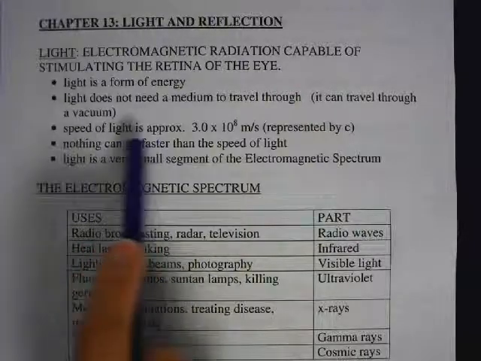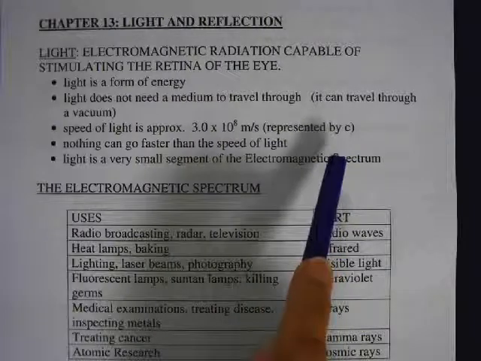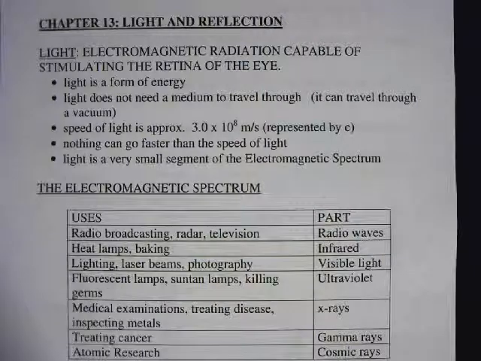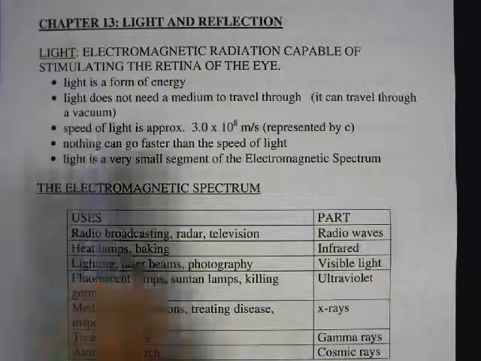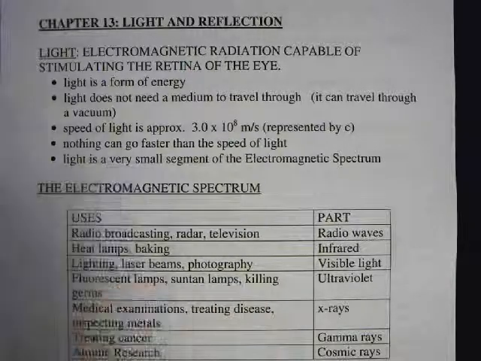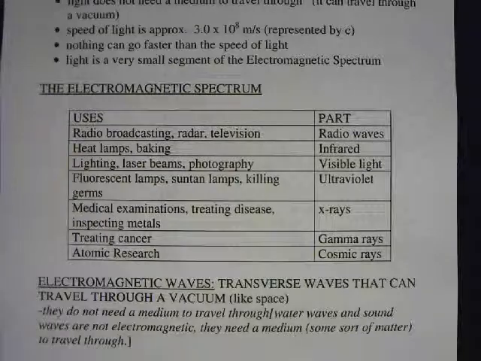Visible light travels the same as every other electromagnetic wave, 3.0 times 10 to the 8 meters per second. And we use the lowercase letter c, little c, to represent the speed of light. Nothing can go faster than the speed of light. And again, this is just a very small part of the electromagnetic spectrum. So let's look at the electromagnetic spectrum.